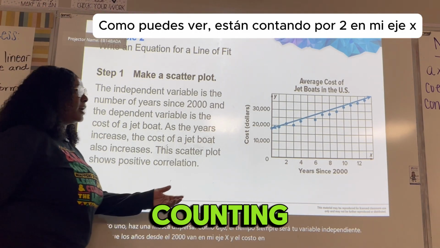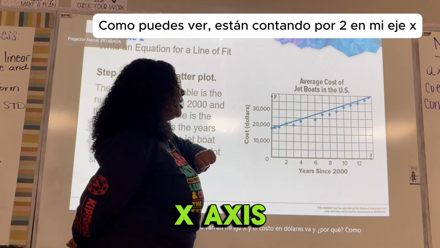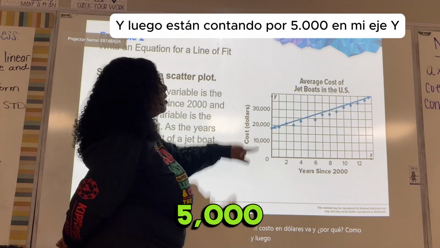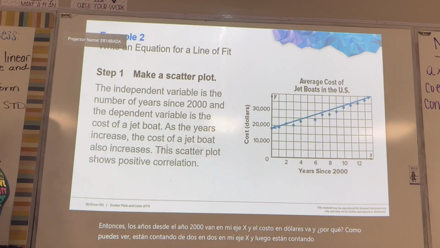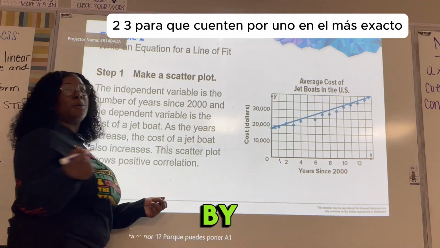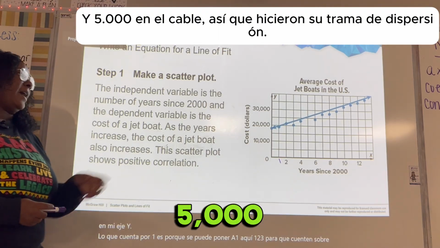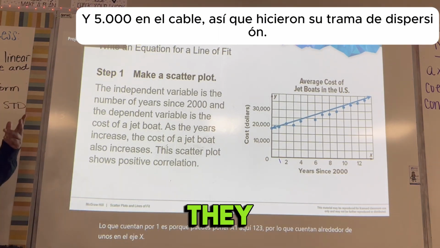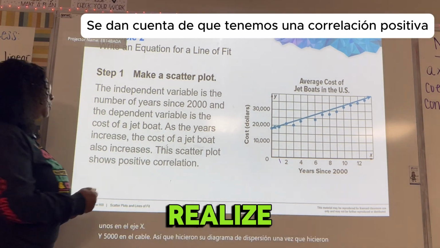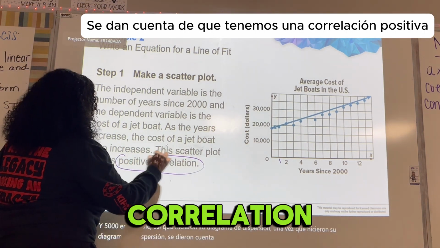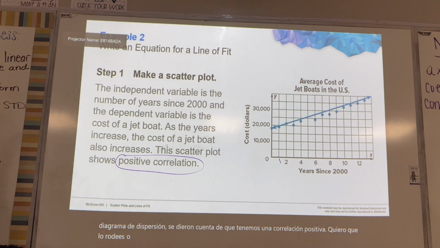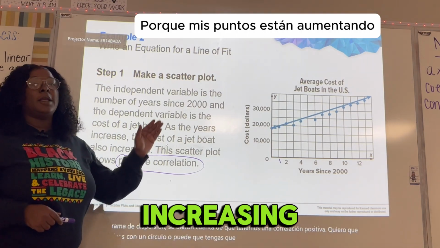As you can see, they're counting by ones on the x-axis, because you can put a 1 here, 1, 2, 3, and then they're counting by 5,000 on the y-axis. So they made their scatter plot. Once they made their scatter plot, they realized we have a positive correlation. I want you to circle that, or you may have to write it in, because my points are increasing.